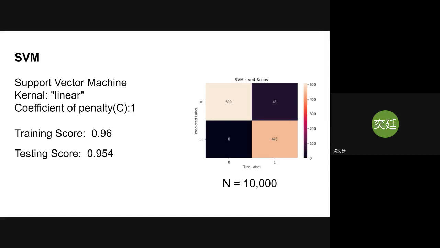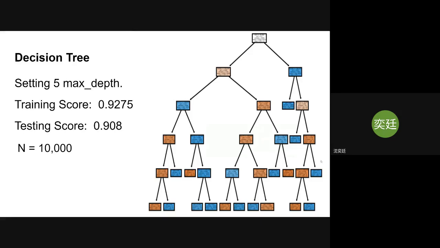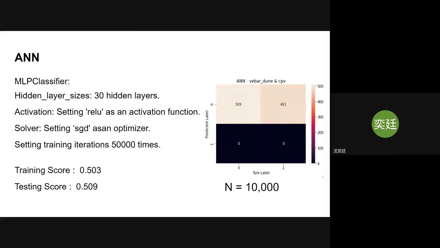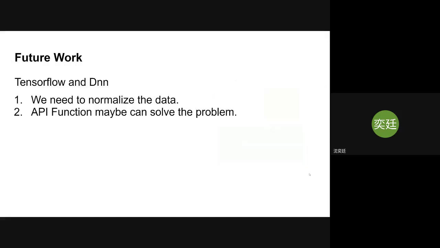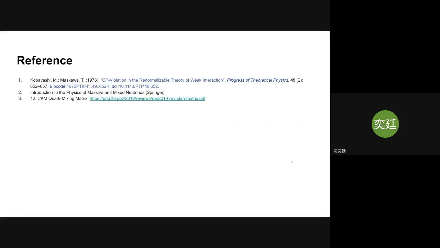Here is the SVM model. Here is the decision tree. The result is precise. ANN is the worst model which we trained. It might be because the dense layers are not deep enough. We haven't overcome DNN. We will try the API function later. Here are our references. Thanks for listening.